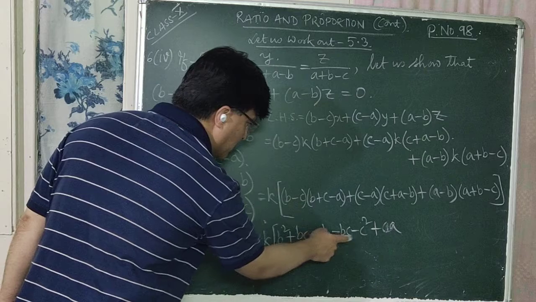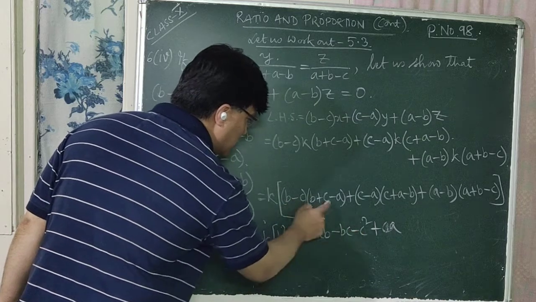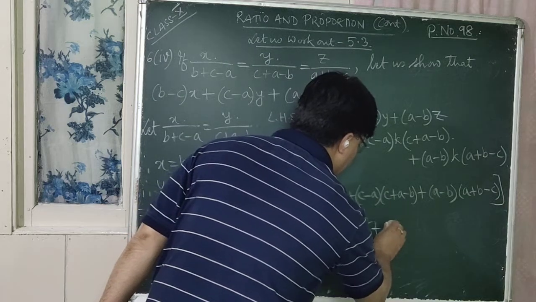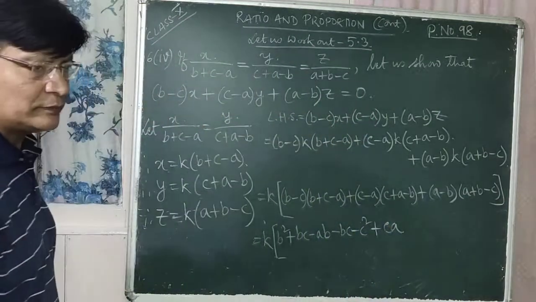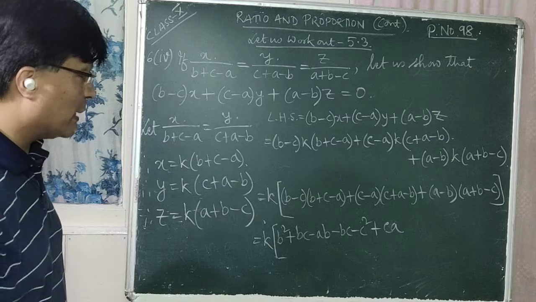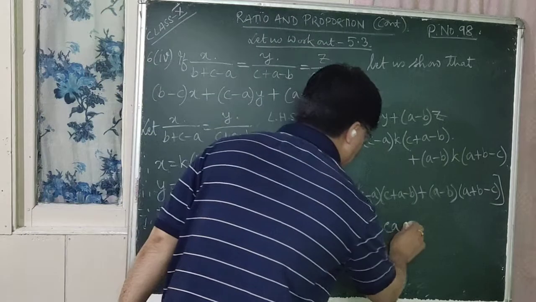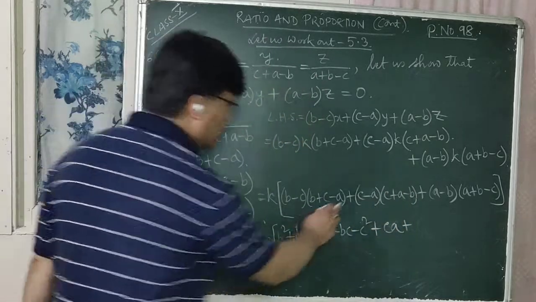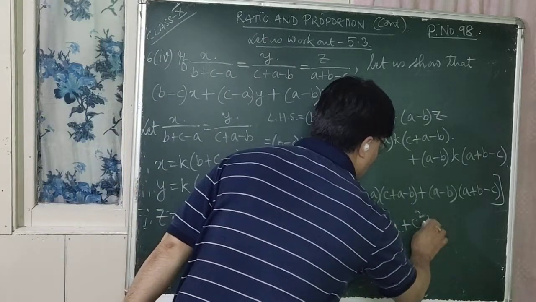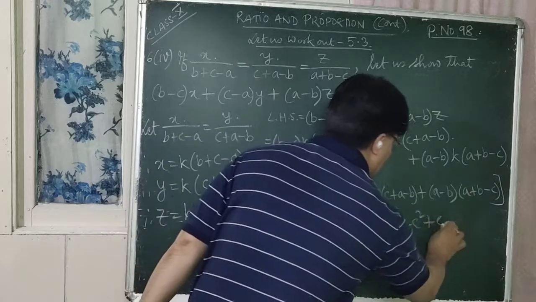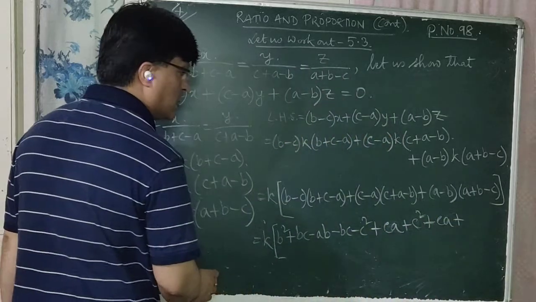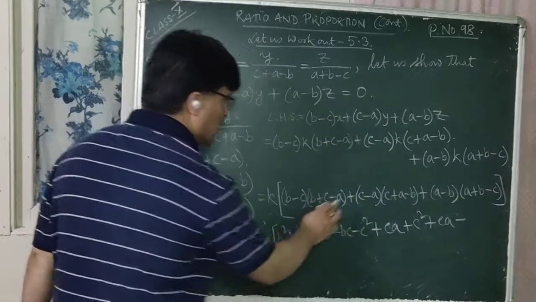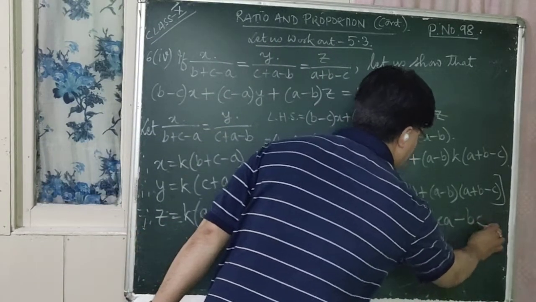We are multiplying by minus c. Minus c into b is minus bc, minus c into c is minus c square, minus into minus is plus, that is ca, right? The first two factors are multiplied. Now the next two factors will be multiplied, plus c plus a into c minus b. What do we get? c into c is c square, plus c into a is ca, and plus into minus is minus, c into b is bc.